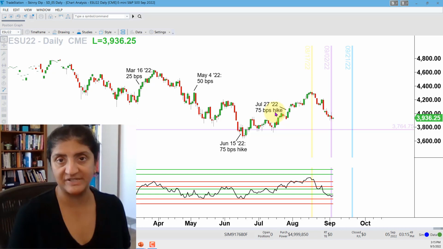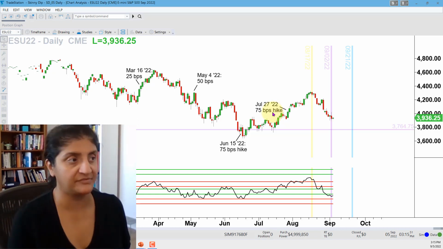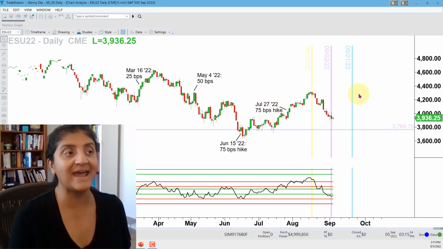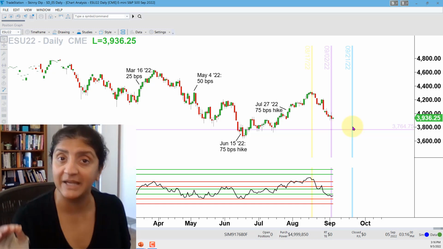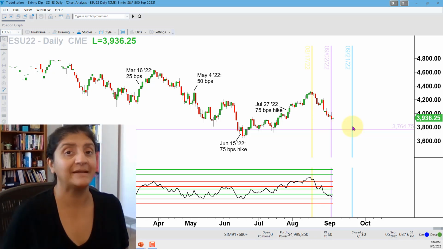Now, the most recent rate hike was on July 27th, of 75 basis points. And the next meeting is this blue vertical line, September 21st. So if that's not marked on your calendar, it better be, because that's just going to be another day that the Fed might make a move that, whether expected or not, could impact the markets.